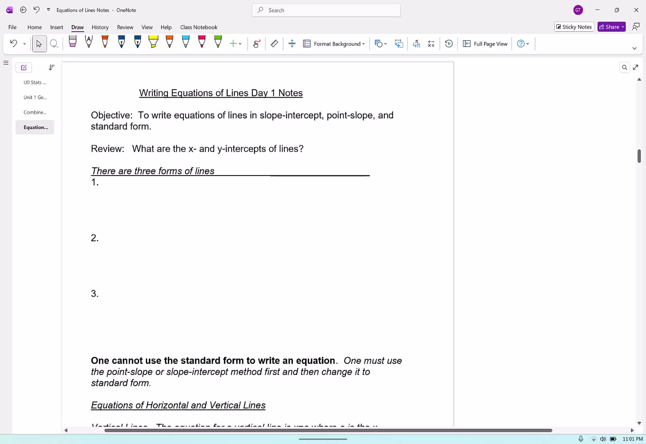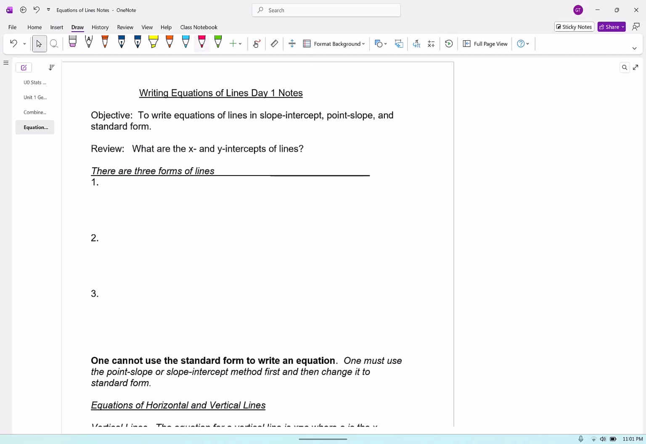All right, so we got the equations for lines: slope-intercept, point-slope, and standard form. So the three different types of forms for lines, and you're going to have to be familiar with solving using any one of them that is being asked. And sometimes you're going to need to use more than one in order to actually answer the question that's being asked.